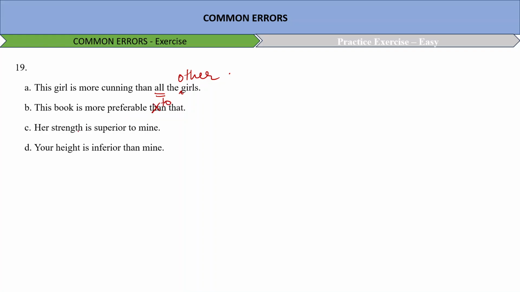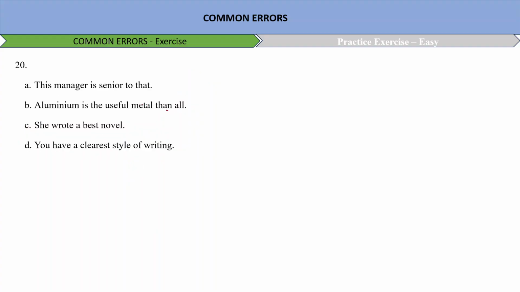Her strength is superior to mine. Just like her strength is superior to mine, preferable to that, which is correct. Your height is inferior to mine and not than mine. Next, this manager is senior to that. Aluminium is useful metal than all. She wrote a best novel. You have a clearer style of writing. Please try on your own once. I'll then let you know the answer.